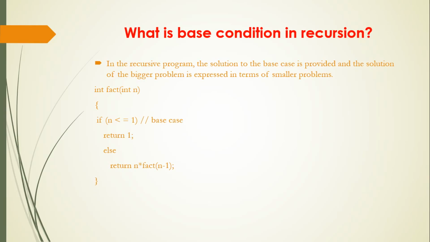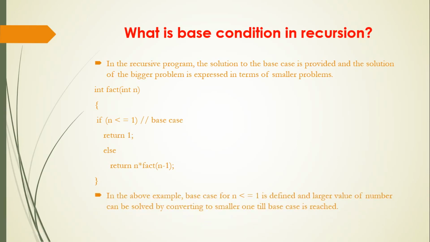First of all, we create a function called fact, and then in the brackets we provide the parameter n. So what we do here: if the condition n is less than or equal to 1, then we return 1, but if it is not, then we call the function again, but with the help of n. Means we just multiply n with fact of n minus 1. So this is the way in which we achieve recursion.